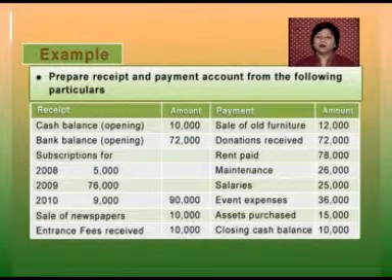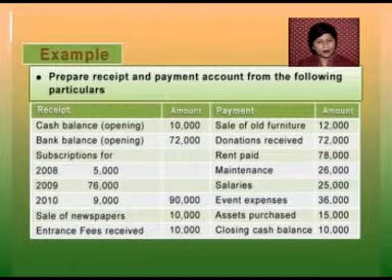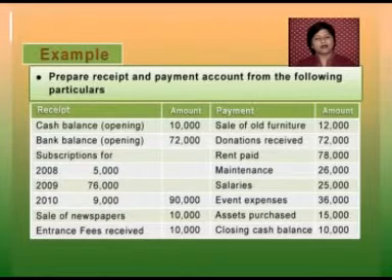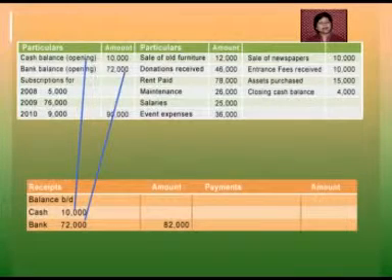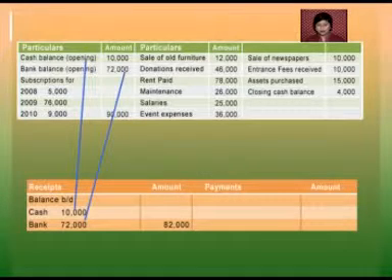अब इन आइटम्स में से जहाँ जहाँ से कैश रिसीव होता है वो हम रिसीट साइड पे लिखेंगे और जहाँ जहाँ हम कैश पे करते हैं वो हम पेमेंट साइड पे लिखेंगे. Let us take these items one by one. First of all, we need to write the opening balances.